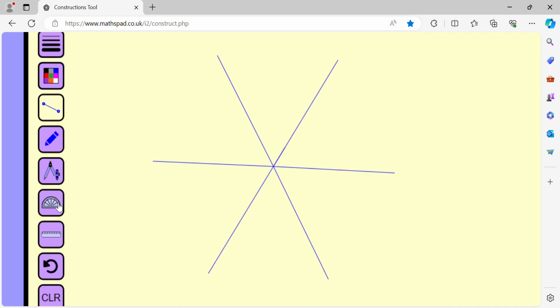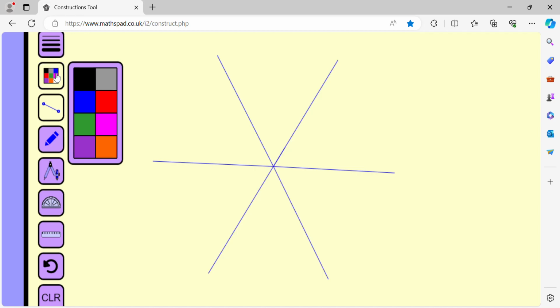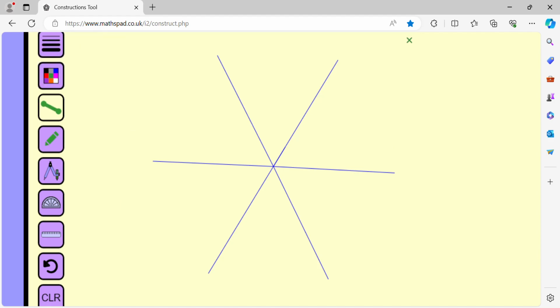Now we don't need the protractor. We need to draw a line. Let's draw a thicker line. Let us join the end points of the arms of the angles.